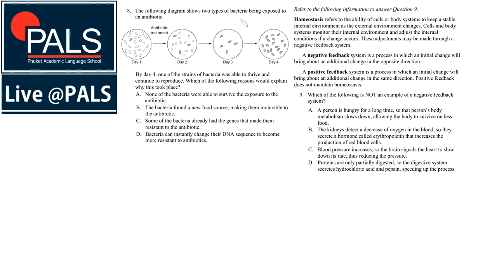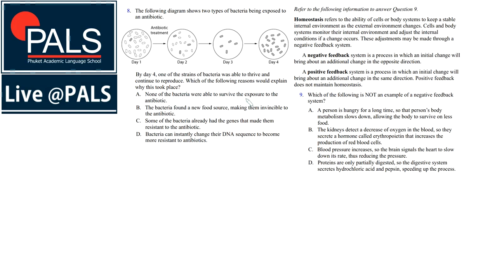Number 8, the following diagram shows 2 types of bacteria being exposed to an antibiotic. We see white bacterium and gray bacterium. When the antibiotic treatment is applied, we can see that the number of the white ones decrease, whereas the gray ones increase. What can we conclude from that? By day 4, one of the strains of bacteria was able to thrive and continue to reproduce. Which of the following reasons would explain why this took place?